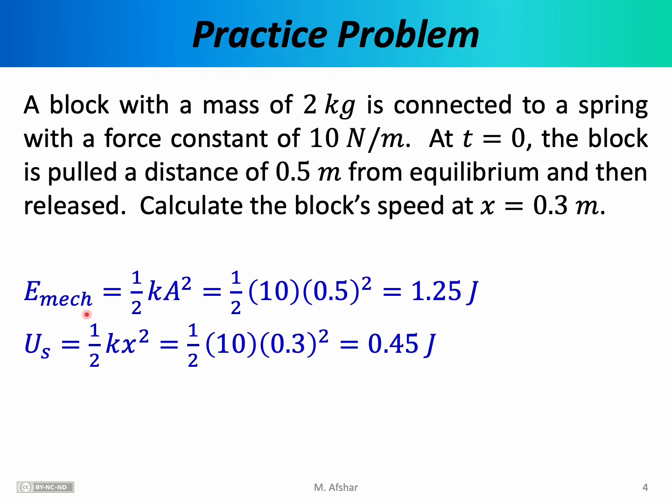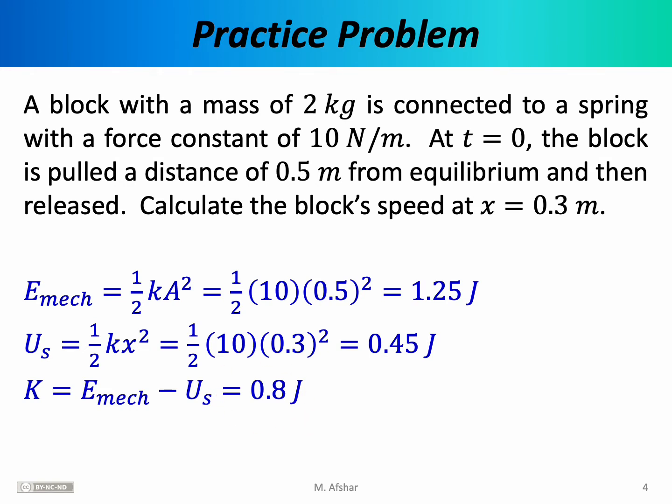Now remember that mechanical energy is potential energy plus kinetic energy, which means kinetic energy can be expressed as mechanical energy minus spring potential energy. 1.25 minus 0.45 gives us the kinetic energy as 0.8 joules.